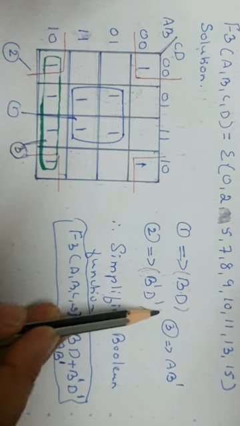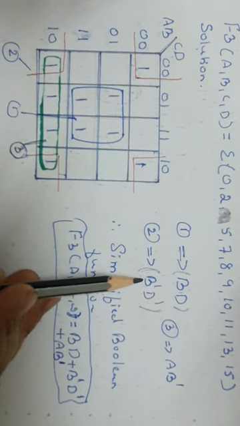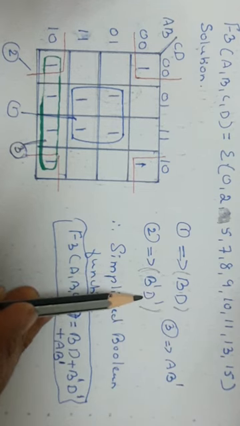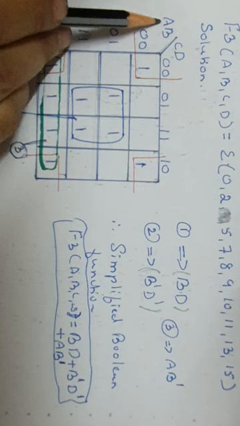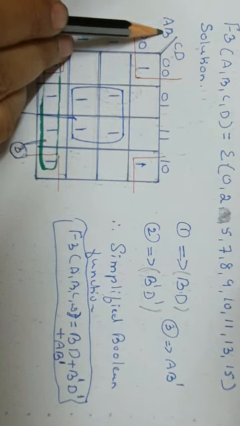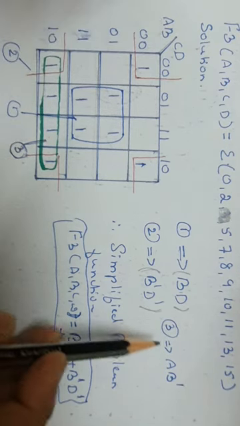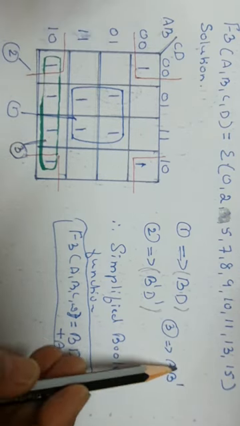So in the second group, row wise B dash is common, column wise D dash is common. Then in the third group, 1, 2, 3, 4, these 4 ones are there. All are covered in the same row. So row wise 1, 0 is common with respect to AB. 1, 0 means AB dash. Okay, so AB dash, that we have written here.